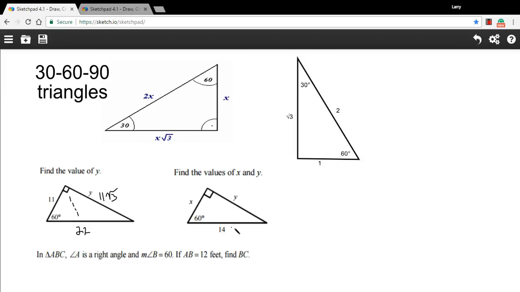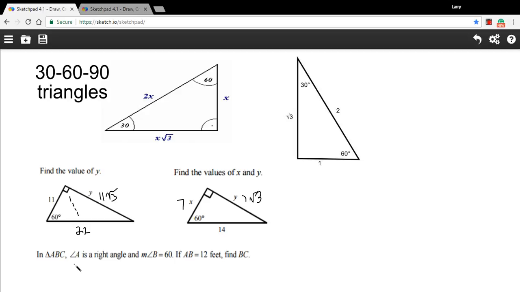Let's look at another here. Here we have the hypotenuse, and we want to find x and y. So we don't know the short side, which is a nice place to start out. But this shouldn't be too hard because we know the hypotenuse is always twice as big as the short side. So if this side is 14, this side has to be 7. And then, of course, this side would be 7 times the square root of 3.